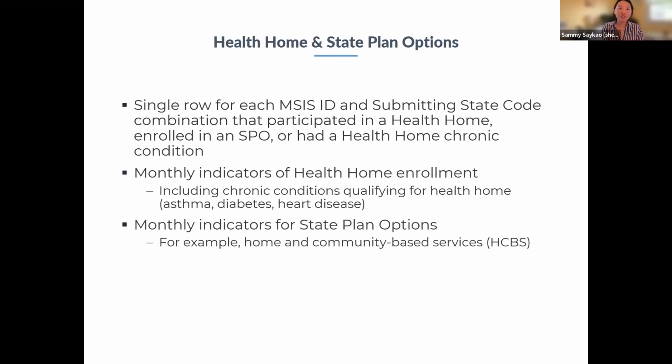For those of you who are interested in health home and state plan options, this is also a segment in the TAF DE. It is a single row for each MSIS ID and submitting state code combination that participated in a health home, enrolled in a state plan option, or had a health home chronic condition. So there are monthly indicators for health home enrollment and state plan options.